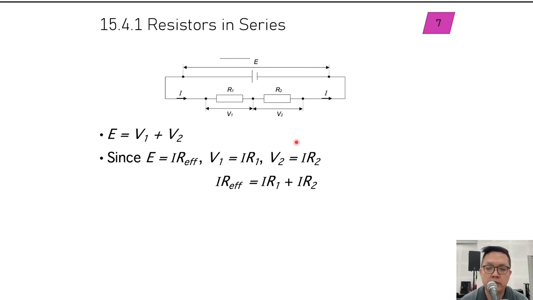And you know what's going to come next? We're going to cancel away our current. And we get R effective equals R1 plus R2. So this is for a series connection, series resistors.